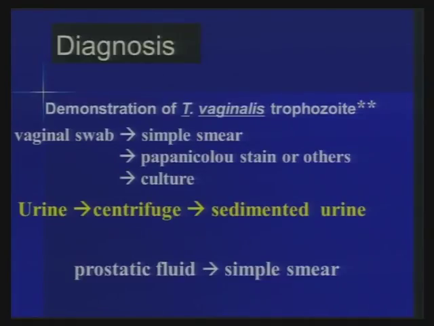Very simple. Just demonstrate the jerky movement of the parasite, the protozoa, in vaginal discharge. So we know we're going to see only the trophozoite. We cannot see the cyst because there's no cyst in the life cycle. Only the jerky movement of Trichomonas vaginalis in a simple smear using the vaginal swab. You can see the parasite moving already using the flagella. And for urine, you use the sedimented urine and take a look. And for male, use the prostatic fluid, use the simple smear.